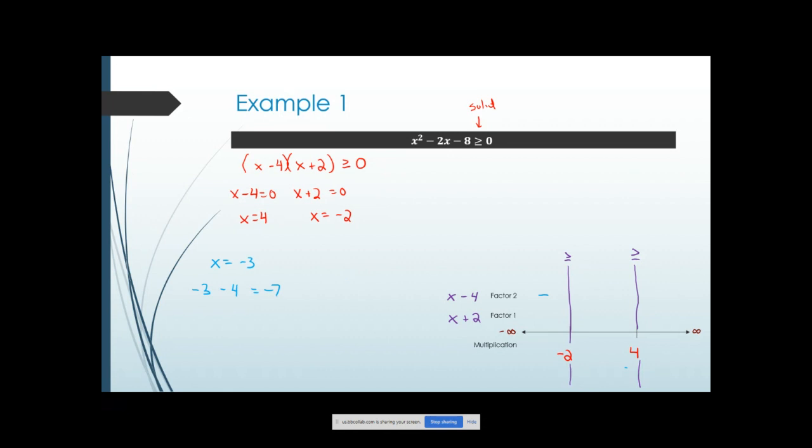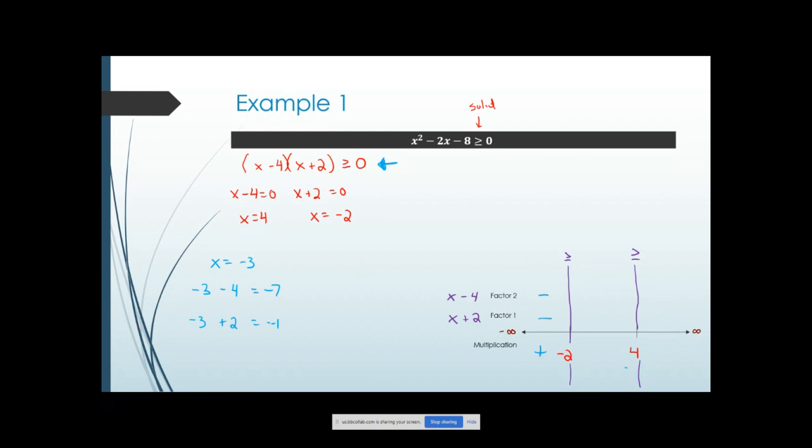And then I also plug it into x plus 2. So negative 3 plus 2 is negative 1. That is also negative, so I'm going to put a negative sign there. Now if we look at our original, our factored form had these 2 multiplied together. So we multiply those 2 signs together. A negative times a negative is a positive, so the result of the multiplication is positive. So I'm going to write positive underneath.